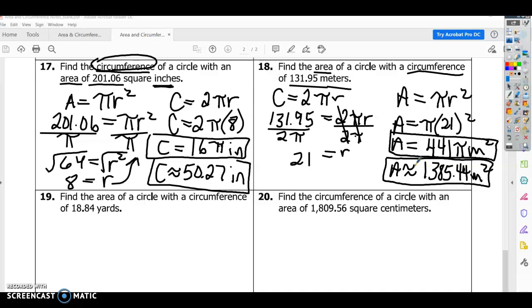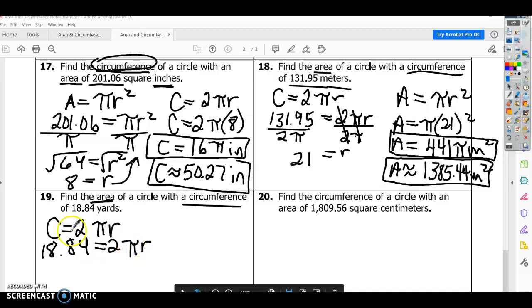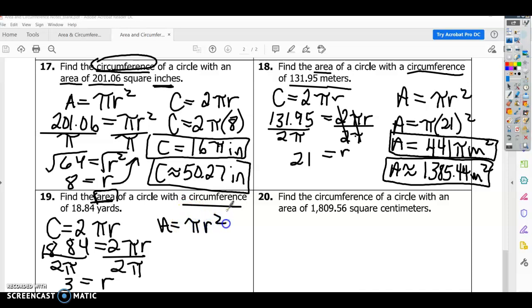All right. Very quickly, I'm just going to get you started on the last two, and then you can get started on your homework. It says find the area given the circumference. So you're going to start with the circumference in this case, because that's what you're given. And you're going to solve for r. And then you're going to use r to find the area. So area equals pi r squared.